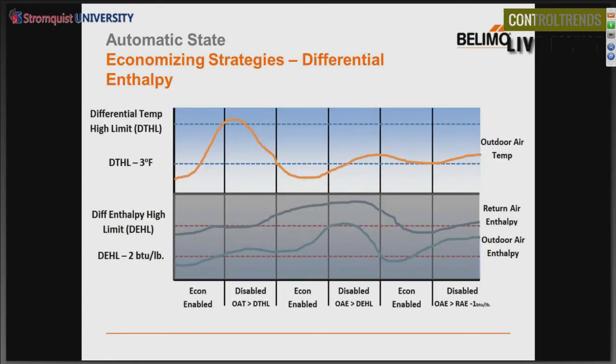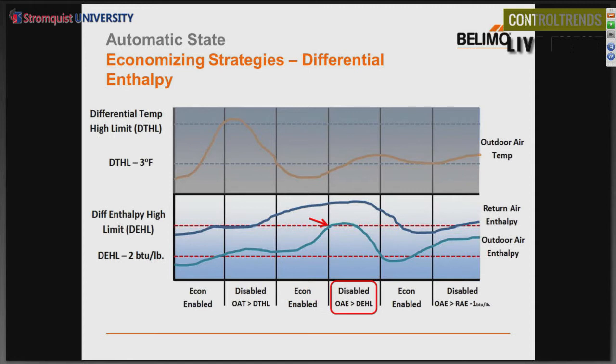In this particular graph, this one has 6 phases. So this will be the last one, I promise. Phase 1, your economizing is enabled. In phase 2, your outside air temperature goes higher than the differential temperature high limit, just like we saw a few graphs earlier. So the economizing is disabled.